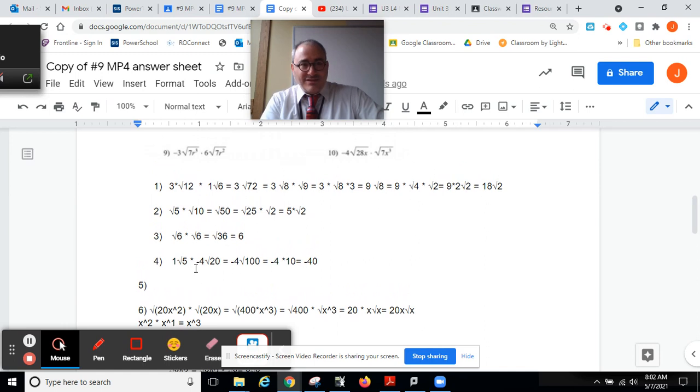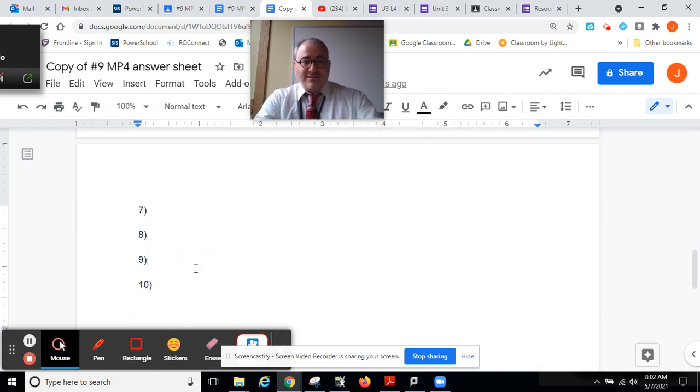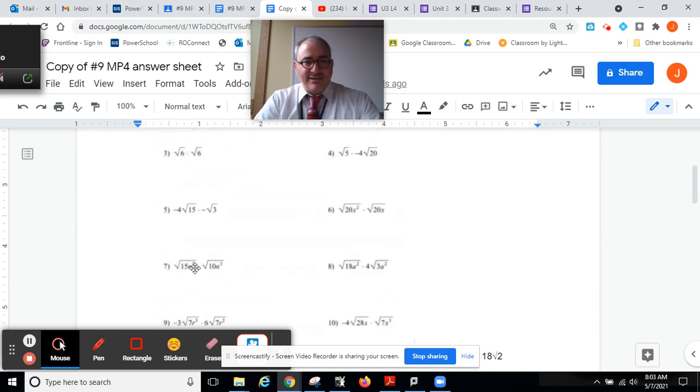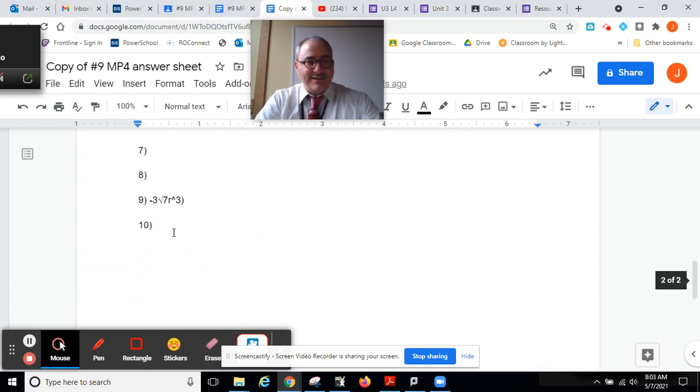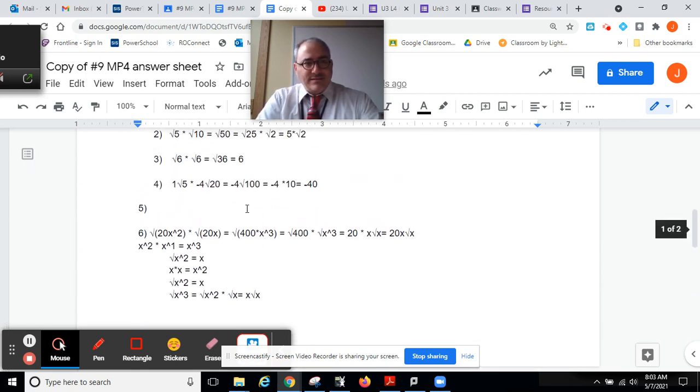All right, well, that's going to be tough to even get down. Negative 3 times radical 7r to the third. And technically, since I'm doing straight line math here, I need parentheses to indicate that that whole expression is under the radical.